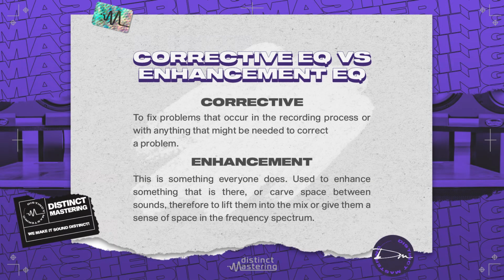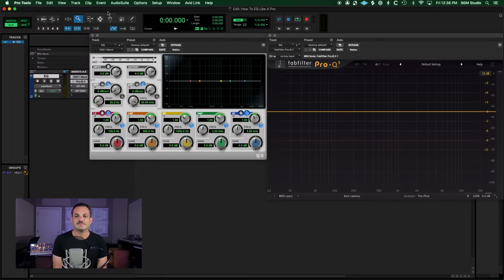Corrective EQ is used to fix problems that occur in the recording process or with anything that might be needed to correct a problem. Enhancement EQ is something everyone does, used to enhance something that is there or carve space between sounds, therefore to lift them into the mix or to give them a sense of space in the overall frequency spectrum. Now we're going to get into the different various types of EQs that you can find.